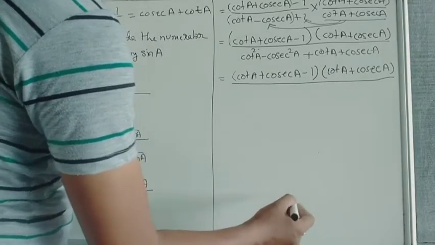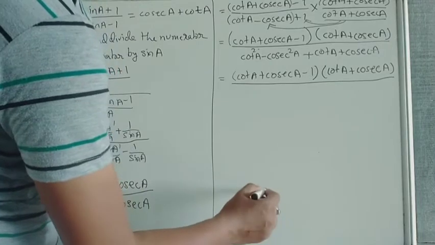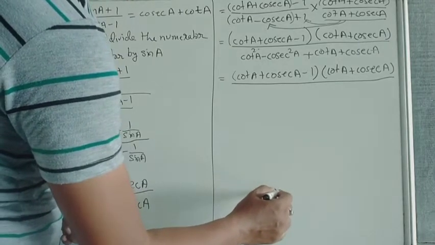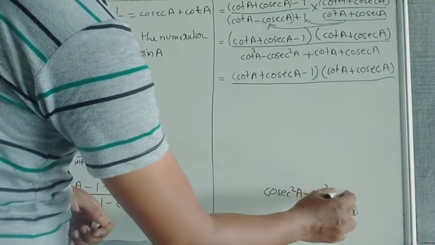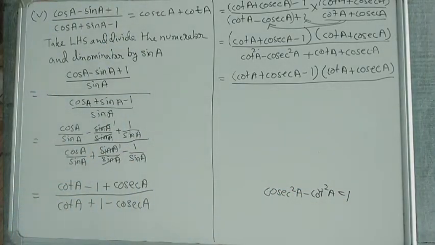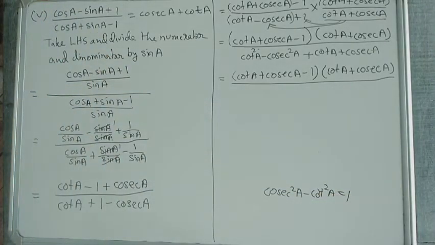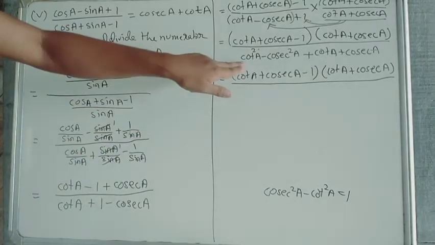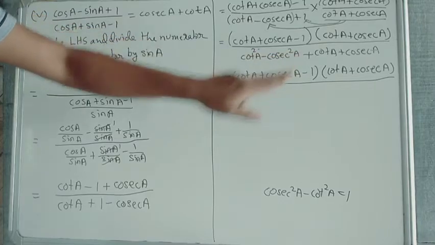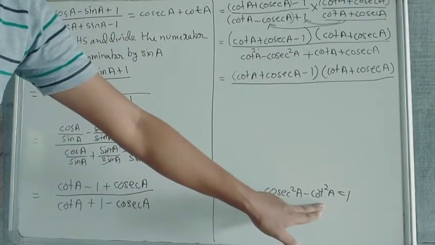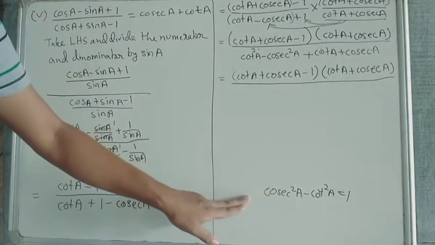So if you remember, one formula we have in trigonometric identities, the third formula: cosec square A minus cot square A equal to 1. Okay. Now what we have here is cot square A minus cosec square A. Try to understand this one. Cot square A minus cosec square A we have. This is plus, this is minus we have.